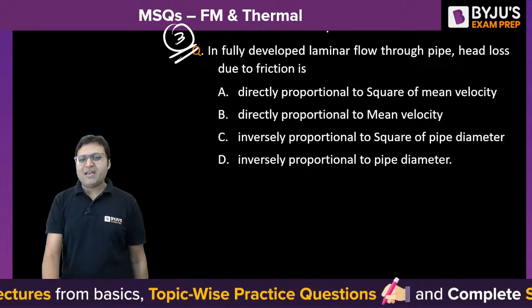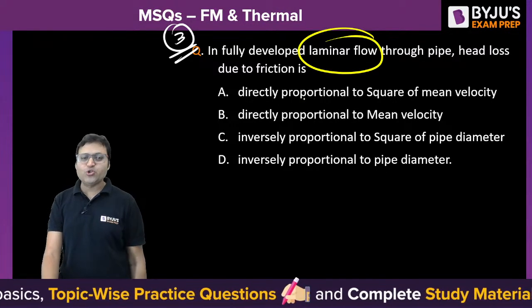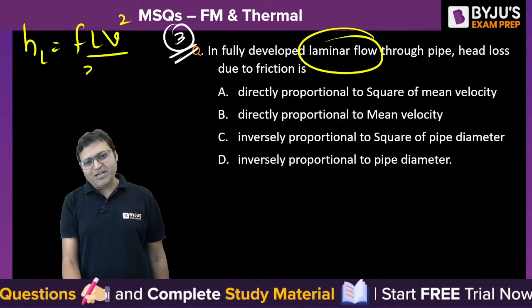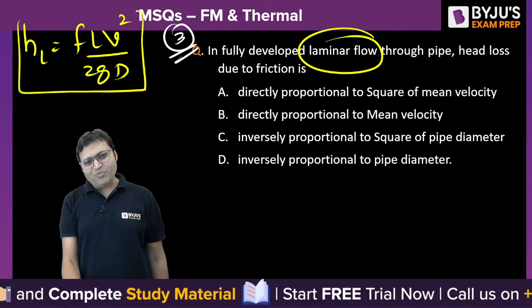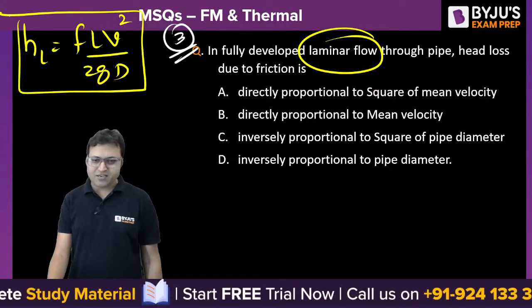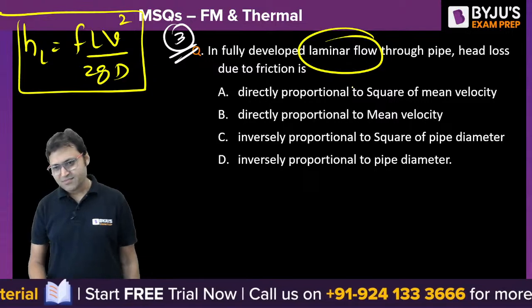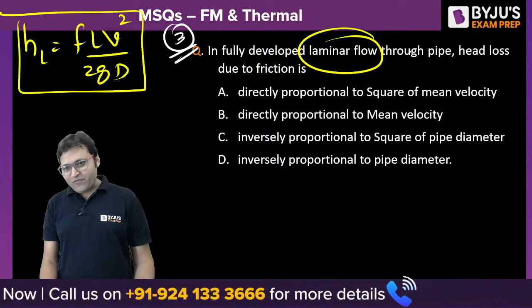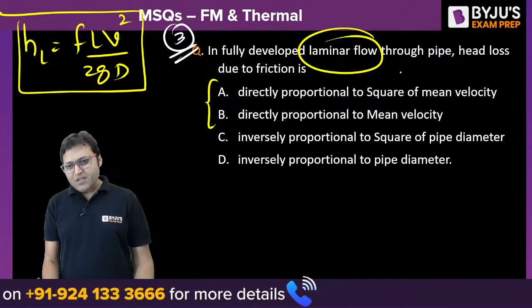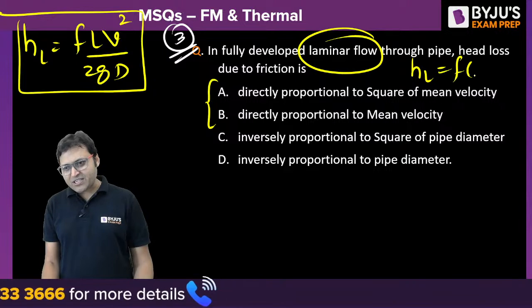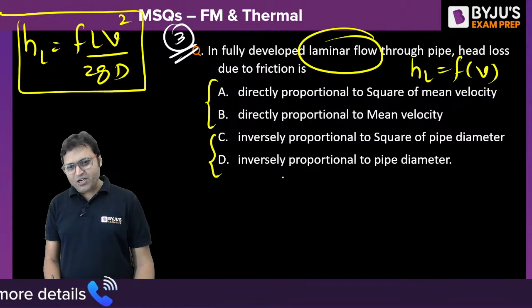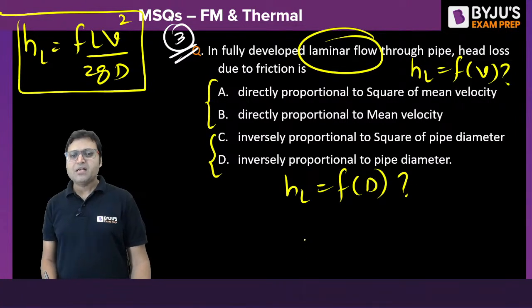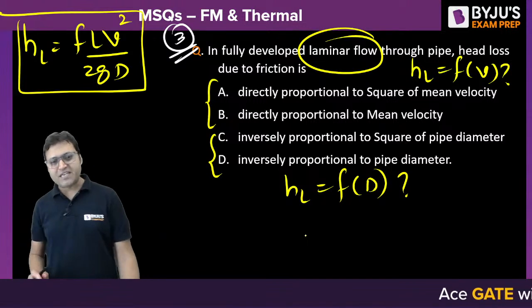In fully developed laminar flow through pipe, head loss due to friction, HL, is given by f L V square by 2 g D. This is the formula for head loss, the Darcy-Weisbach equation. Yes, because it is laminar flow. So in options A and B, we need to find HL as a function of velocity. In C and D, we need to find HL as a function of diameter, isn't it? Out of A and B, one option is correct. Out of C and D, another option is correct.